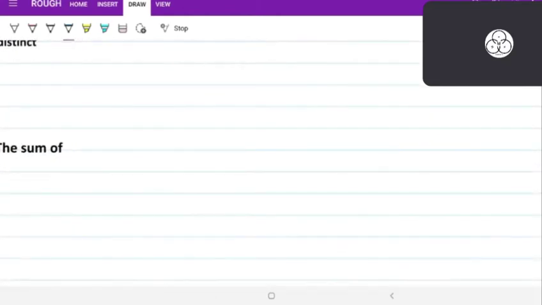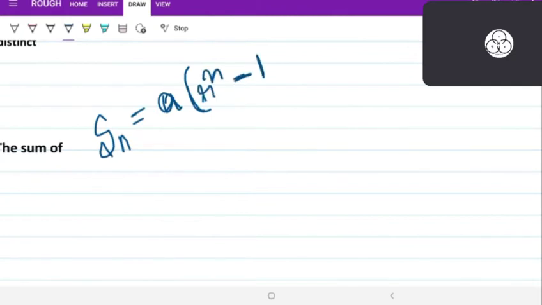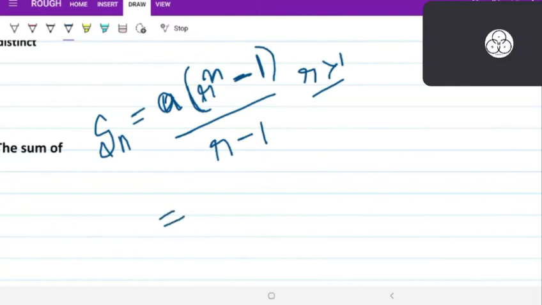So, what is the formula for GP? Let's have a recapitulation. This is the formula for GP when R is greater than 1. When R is less than 1, the formula of GP is written in that format.